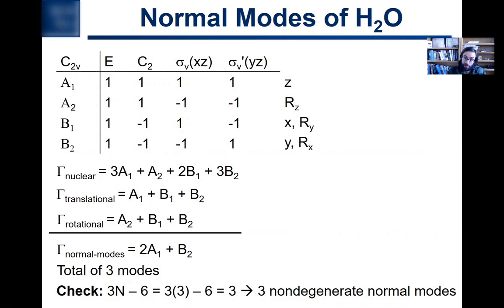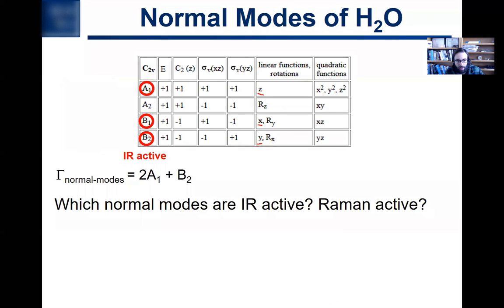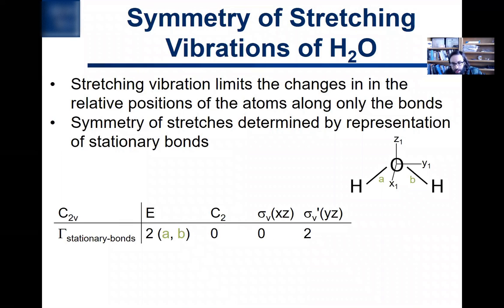Bends, remember, are a change in bond angle. Stretch is a change in bond length. And so we figured out for the water molecule of C2V symmetry that we had 3 normal modes. And so the question is, which of these 3 are bends and which of the 3 are stretches? The way to figure this out is to calculate the stretches first, okay?